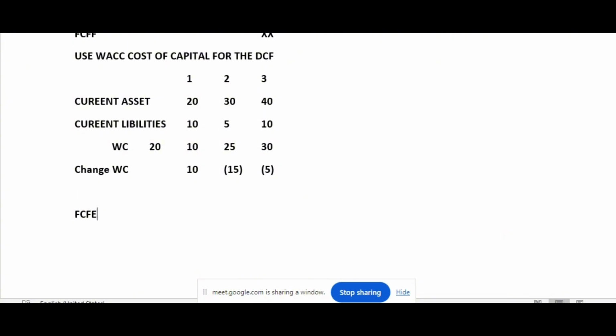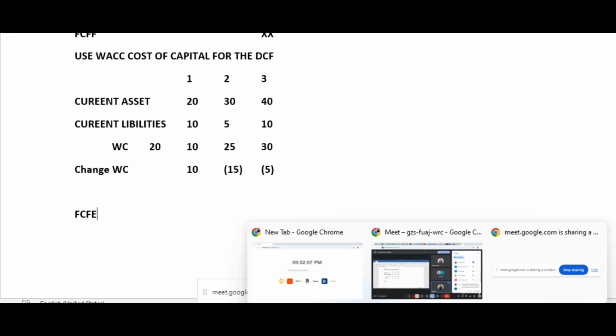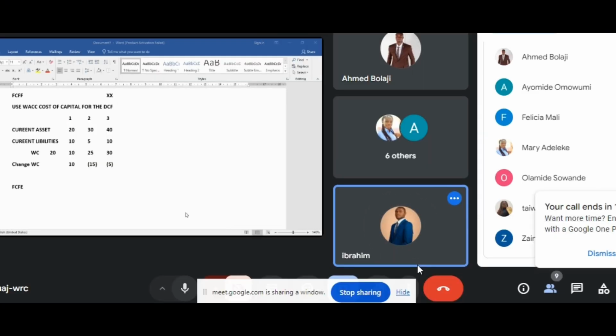Now, what is free cash flow to equity? It is the cash flow available to the equity holder.